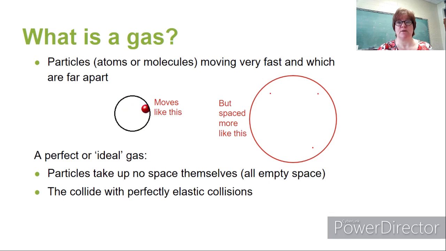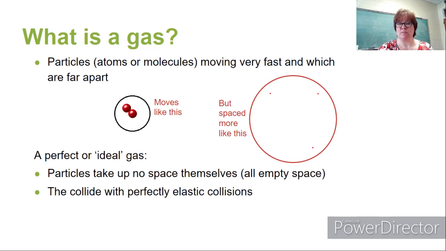Again, the gas is a bunch of particles that are spaced very far apart. Those particles might be atoms, they might be molecules. They're spaced very far apart. They're moving quickly and they collide with each other in perfectly elastic collisions, like billiard balls, where they hit and they go back and there's no loss of energy. They can just bounce around forever and ever.